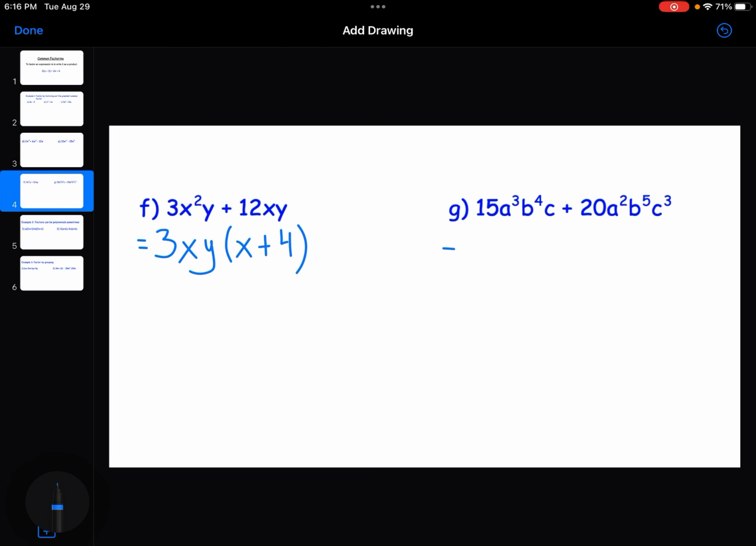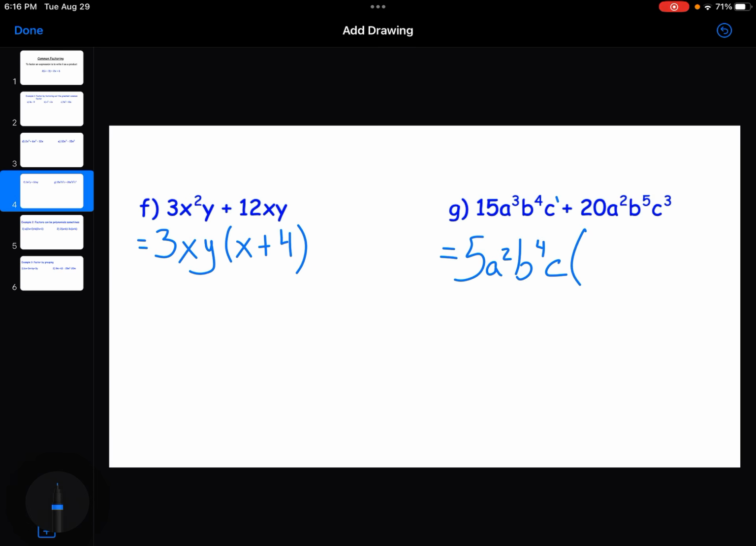Last one of this kind. We've got 15 and 20. Well, they both divide by 3... sorry, by 5. A to the 3 and a to the 2. 2 is smaller than 3, so I'm going to use a to the 2. B to the 4, b to the 5. 4 is smaller than 5, so I'm going to use that. And then c essentially to the 1, or c to the 3, so I'm going to use just c.